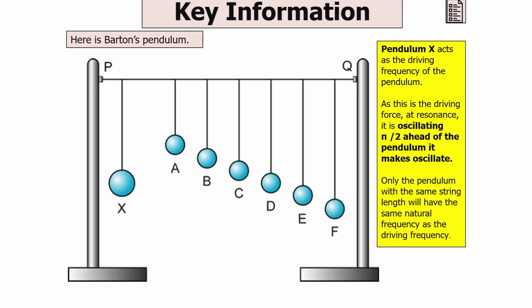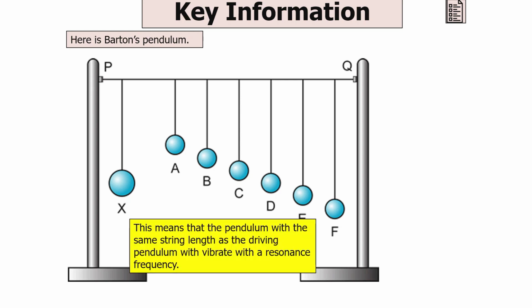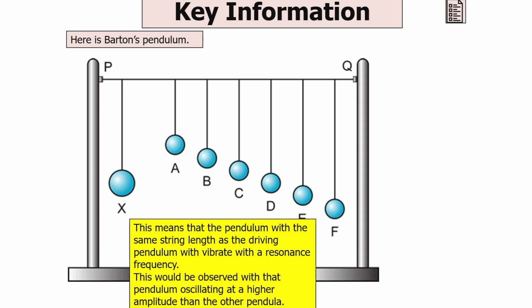Pendulum X acts as the driving frequency of the pendulum. As this is the driving force at resonance, it's oscillating pi/2 radians ahead of the pendulum it makes oscillate. Only the pendulum with the same string length will have the same natural frequency as the driving frequency. So this means that the pendulum with the same string length as the driving pendulum will vibrate with its resonant frequency. Now this will be observed with the pendulum oscillating at a higher amplitude than the other pendula.